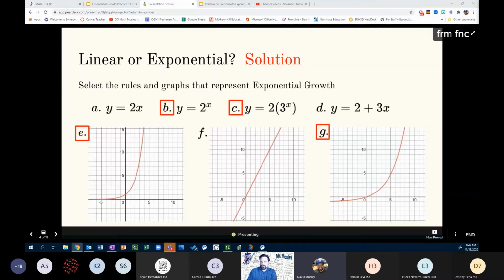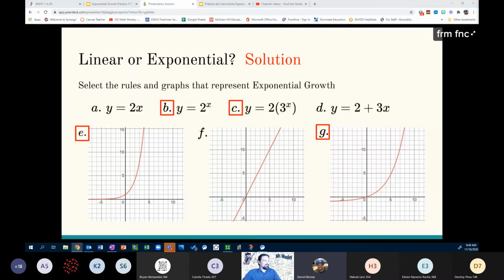All right. Can someone tell me why rule A, y equals 2x, is not exponential? Or can you tell me what type of function it is?